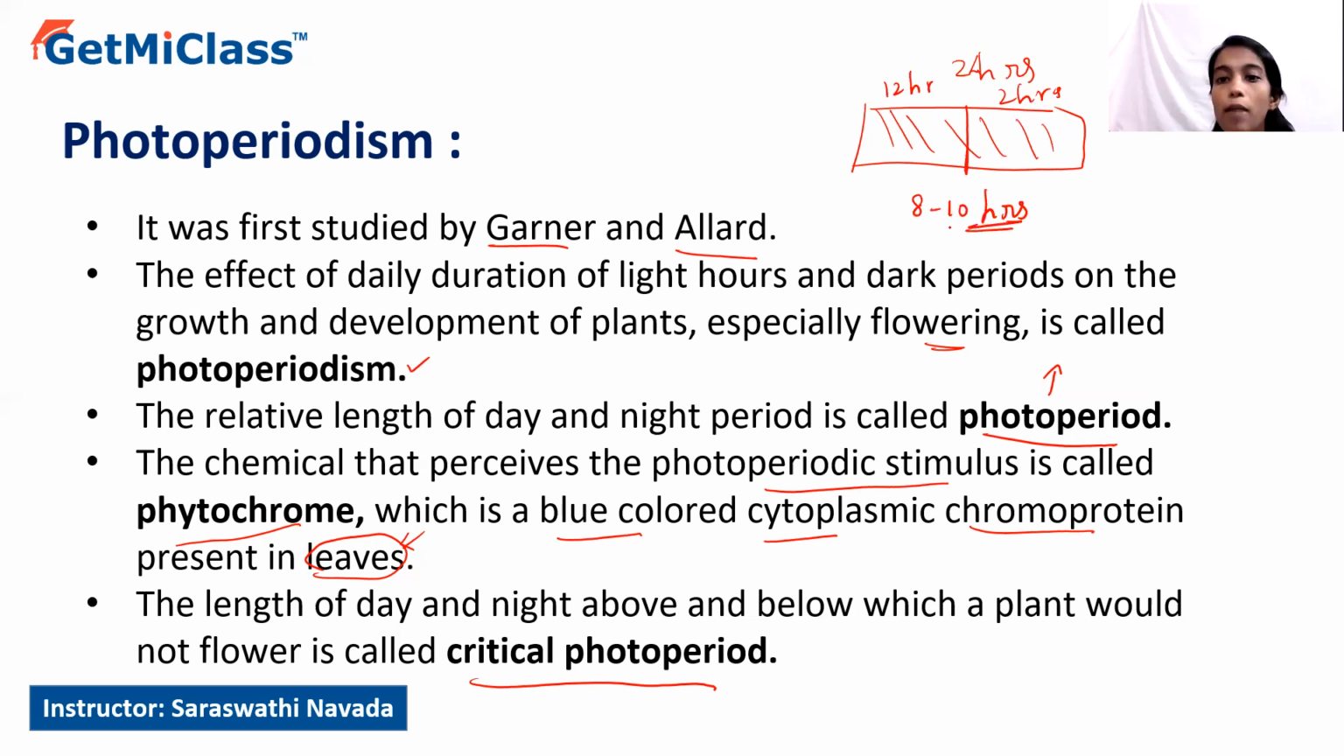Suppose the plant is unable to produce flowers below the minimum day and night length or the night period that is available, that particular period is called the critical photoperiod, or length of the day and night. Above also the plant cannot produce flowering, or below also the plant cannot produce flowering. That particular period is called the critical photoperiod. This critical photoperiod varies depending upon the plant. In general, we can say it is a length of day and night above and below which the plants fail to flower.